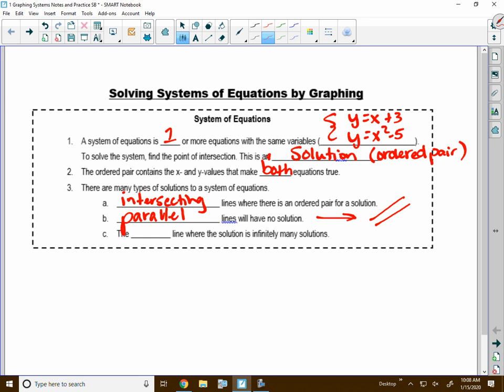Now, where would we have infinitely many solutions? What would that look like? Intersecting lines was the top one. What do you think? If they had all the same solutions, it would be the same line. So if we graphed an equation, and then graphed it again, we'll see it on Desmos where they're right on top of each other. That means it's the same line, just written in a different way. So the same line has infinitely many solutions. Questions on that for me?